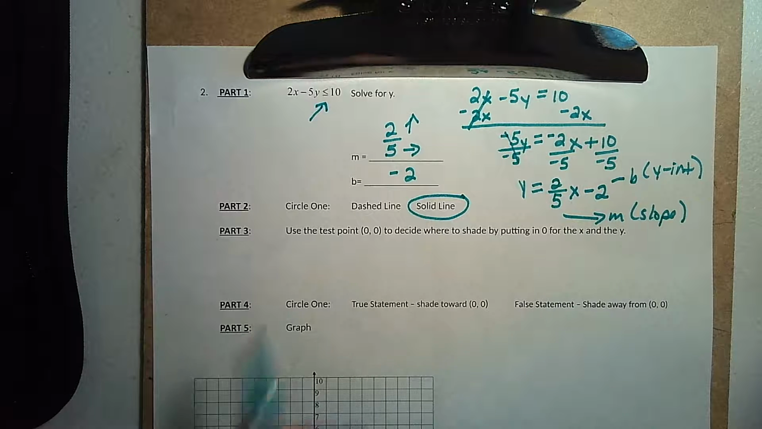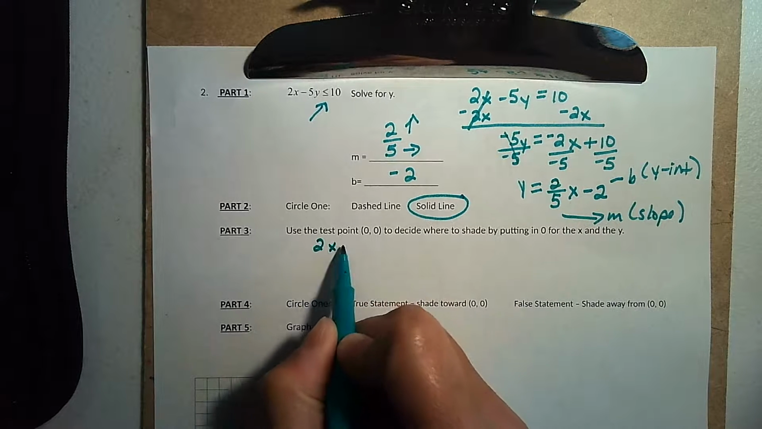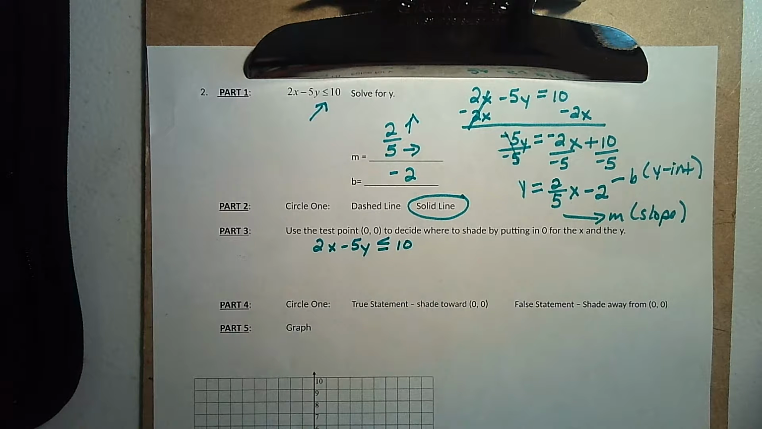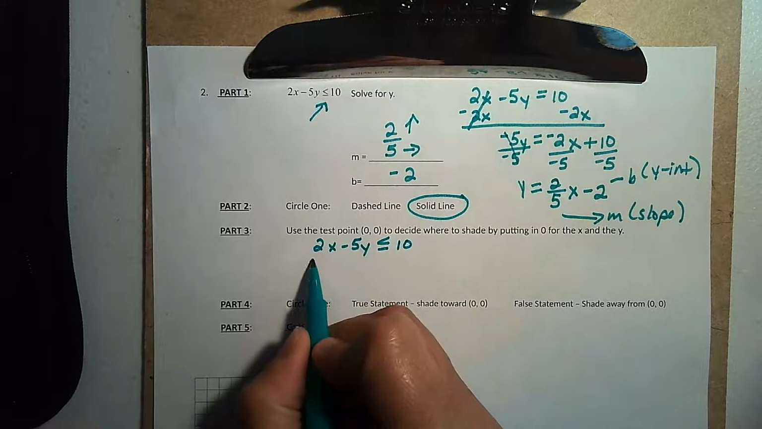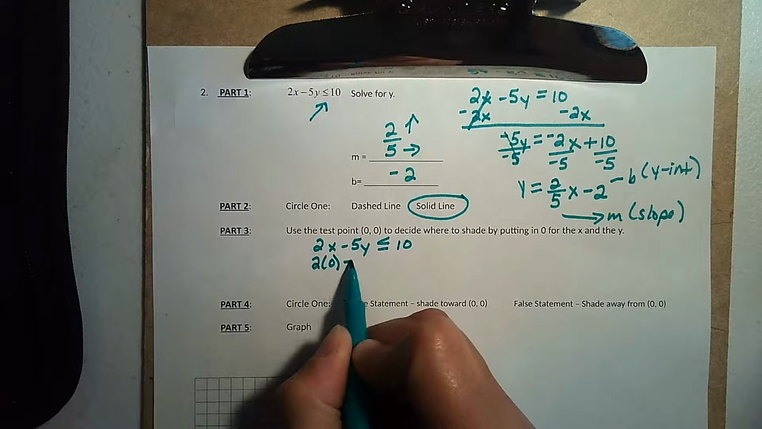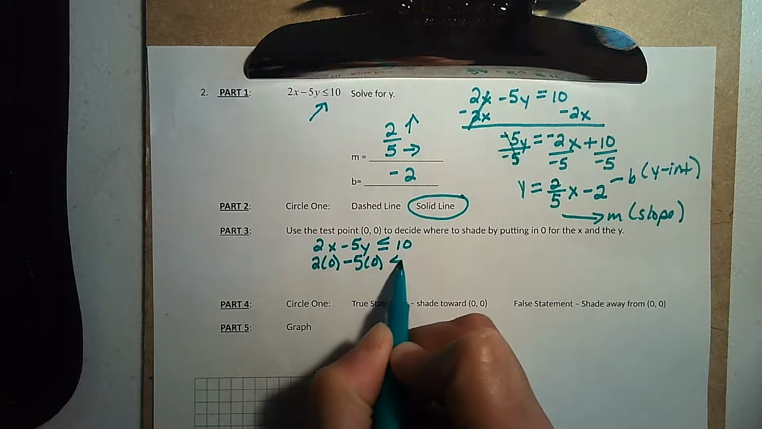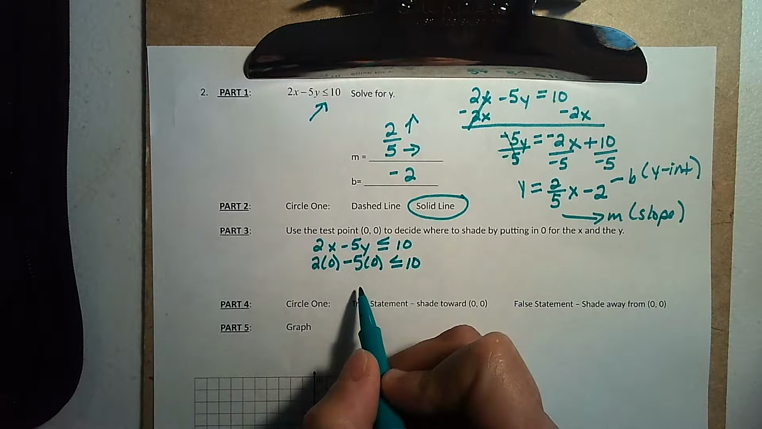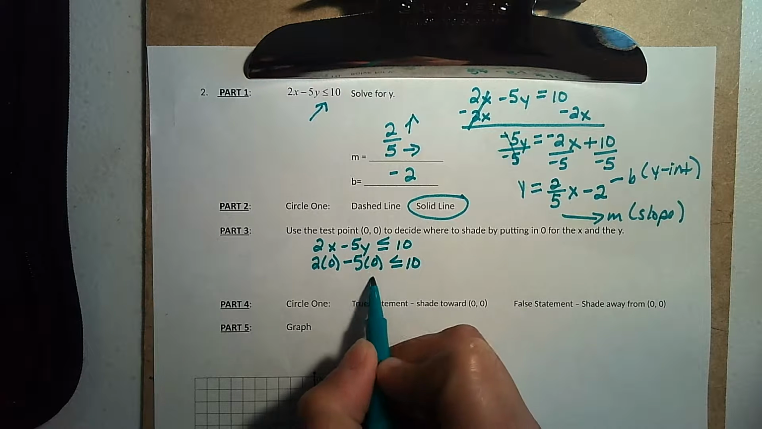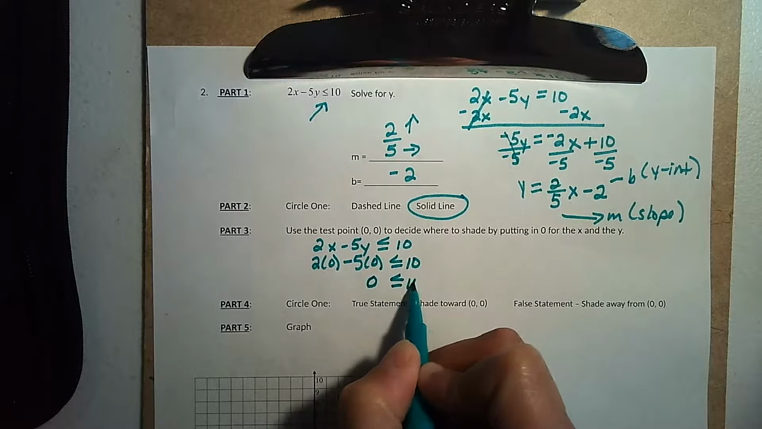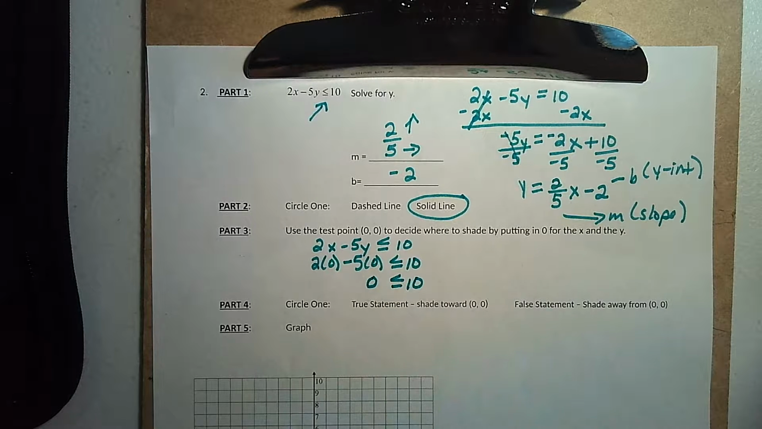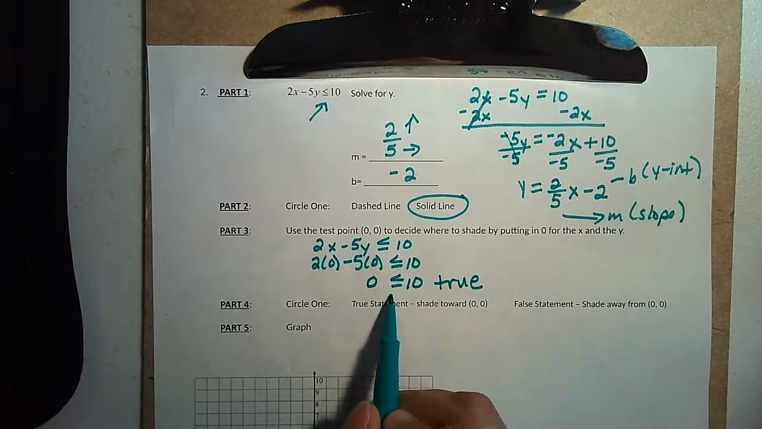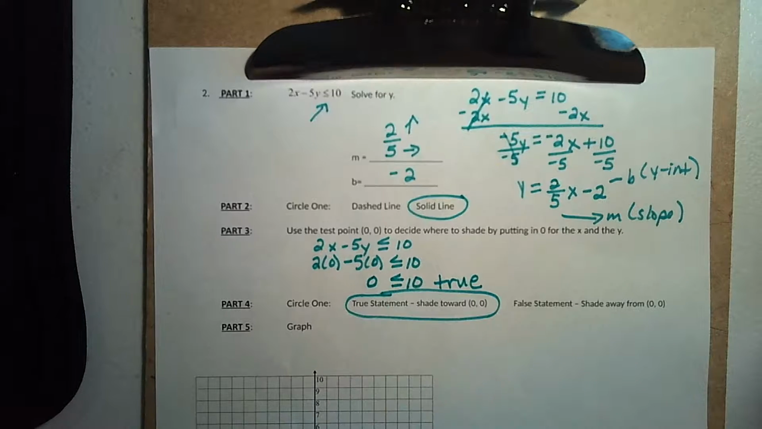Now I go back to the original, which is 2x minus 5y is less than or equal to 10. And I'm going to put a 0 in for the x and a 0 in for the y. And so 2 times 0 is 0, 5 times 0 is 0. This entire side is 0. 0 is less than or equal to 10. That is true. So when I shade, I will be shading over the 0, 0.